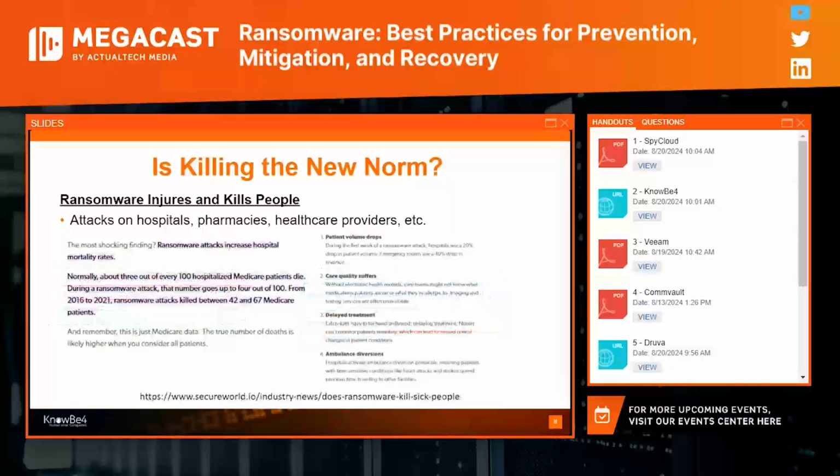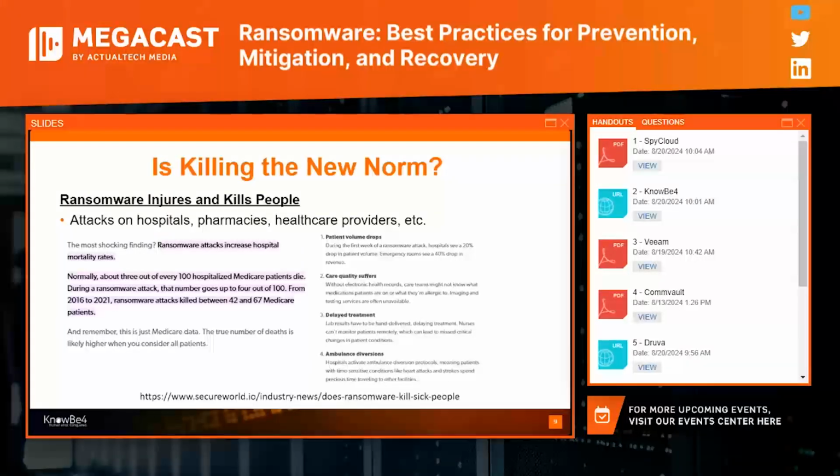In aggregate, there was a report that said that, at least in the U.S., Medicare patients, your older patients covered by a government program called Medicare, normally 3 out of 100 die in the hospital each week. And that's fairly normal. They're an older population with more severe illnesses and disease. But during ransomware attacks, it goes up to 4 out of 100. So it goes up 1 patient out of 100. And they think from that data that ransomware attacks killed between 42 and 67 Medicare patients.